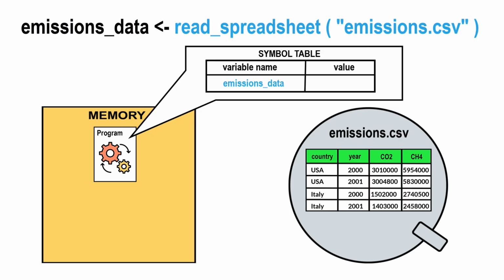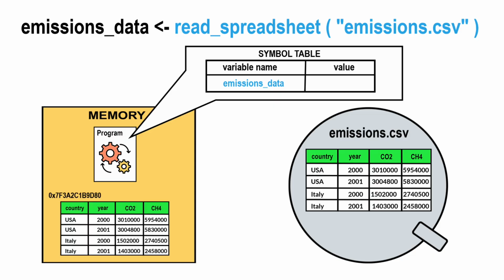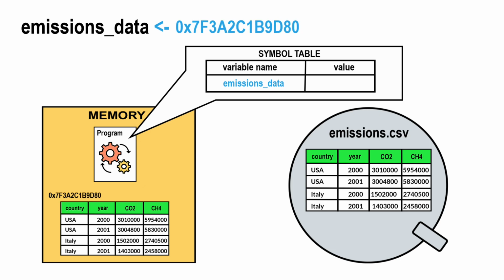The function readSpreadsheet then copies the spreadsheet data from the file emissions.csv on the hard drive into computer memory and returns the memory address where the data is located. That address is then assigned to the variable emissionsData. Since the value for emissionsData held in the symbol table is not the actual spreadsheet data, but rather the address where the data is located in memory, it is represented visually as an arrow pointing to the data frame.